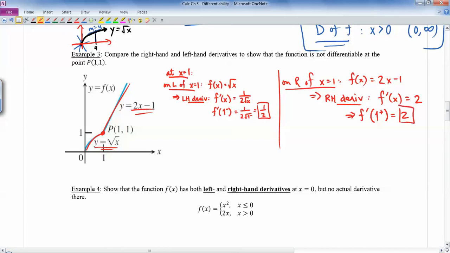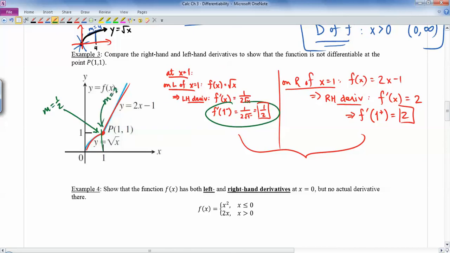Okay, so now let's look here. What we just figured out was that the slope on the left side of 1, right there, or actually even closer, just on the left side of 1, equals 1/2. And on the right side of 1, right here, the slope equals 2. And if I wanted to say that there's a slope that exists right at the point 1, then the slope on the left side would have to equal the slope on the right side.